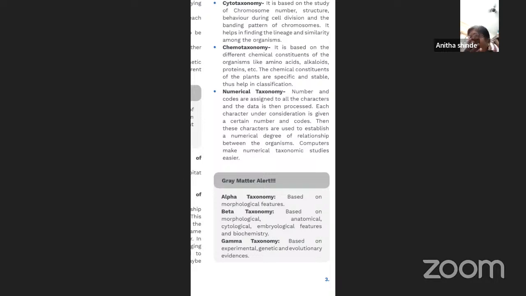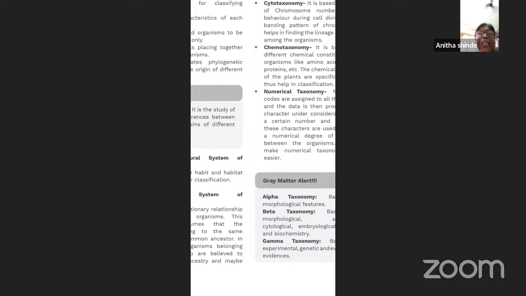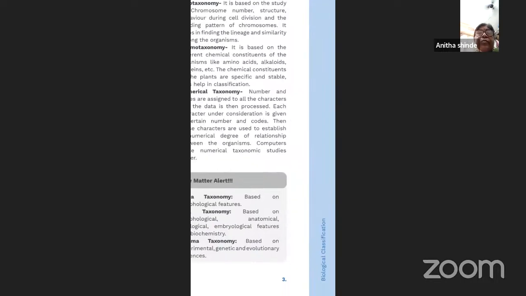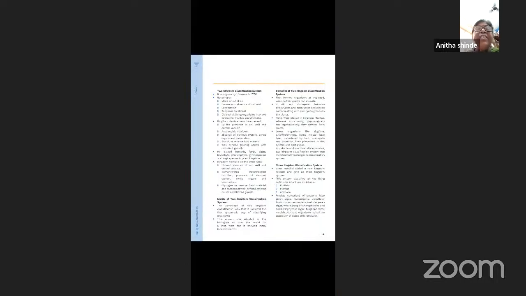I'll talk to you about this when I talk about taxonomy, that is alpha, beta, and gamma. What is alpha? It is based on morphological features. What is beta? It is based on morphological, anatomical, cytological, embryological features, as well as biochemistry. Whereas gamma is based on experimental, genetic, as well as evolutionary evidences. So this is about phylogenetic classification. Okay. Now we will see what are.